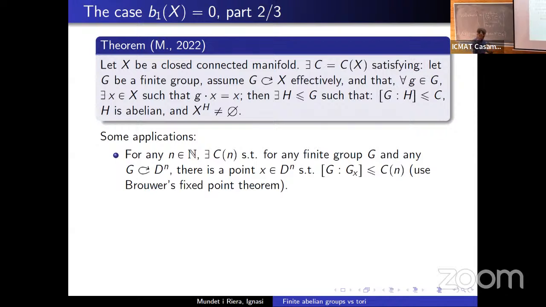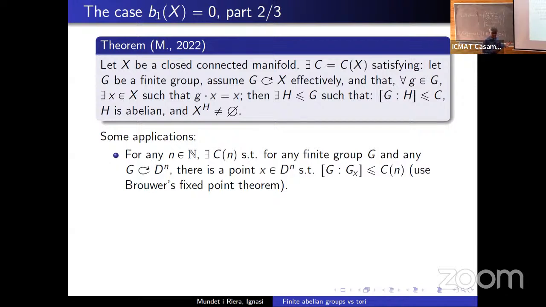In particular, if we have an action of a finite group on a closed disk, any element of the group will have some fixed point. Now, the theorem implies that there will be some point in the closed disk which will be fixed by a large number of the elements of the group. And how large depends only on the dimension of the disk, not on the group.